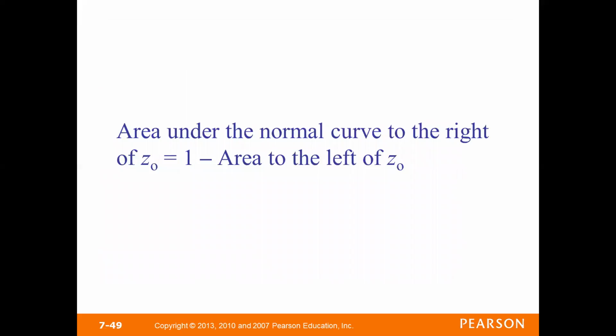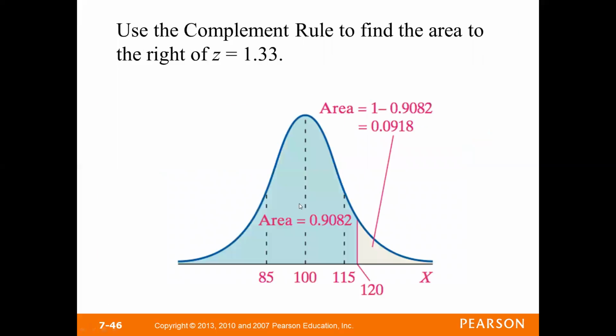If I wanted the area to the right, I'm going to use the complement. The area under the curve completely is 1. The table gives me the area to the left. So if I want the area to the right, I will take 1 minus the area to the left. We saw that up here, right? The table gave me a value of 0.9082. That was the area to the left of this value. What's left over on this side of it is to the right of that value, and it's 1 minus the area to the left.